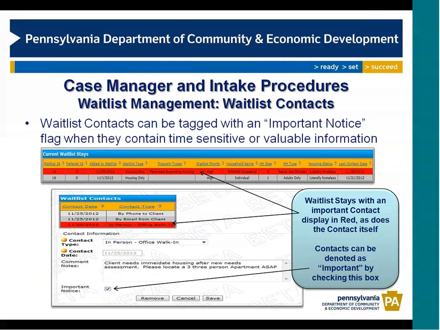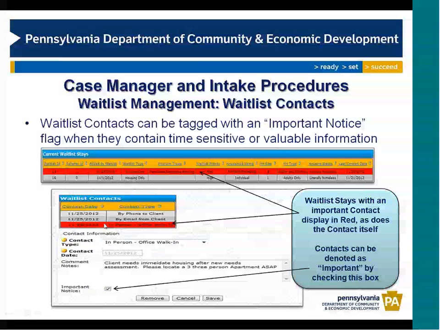Another feature within these waitlist contacts is a way to flag or tag a contact as important. Maybe one of the users at your agency gets off the phone or gets an email from a user, and either their needs have changed or something urgent comes up, and you want to enter this contact and make other agency users aware of it.